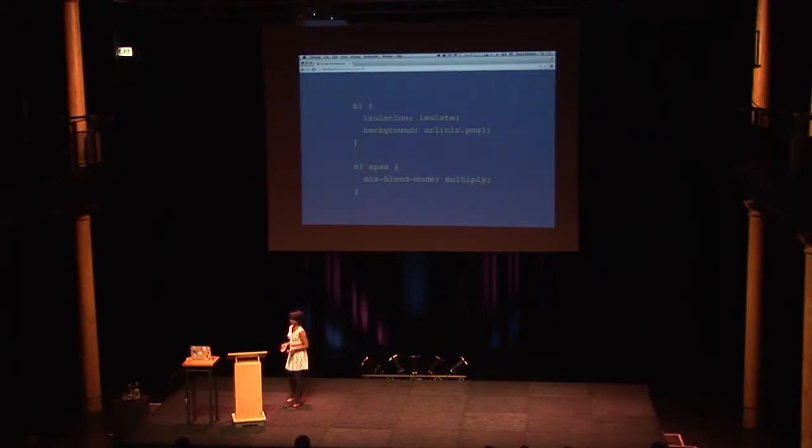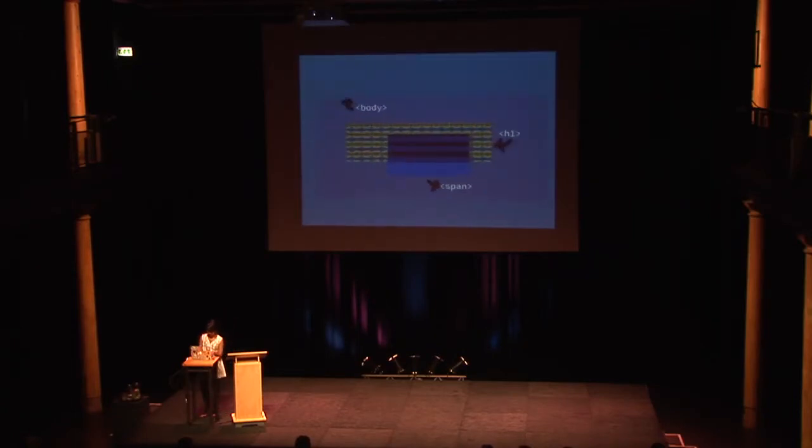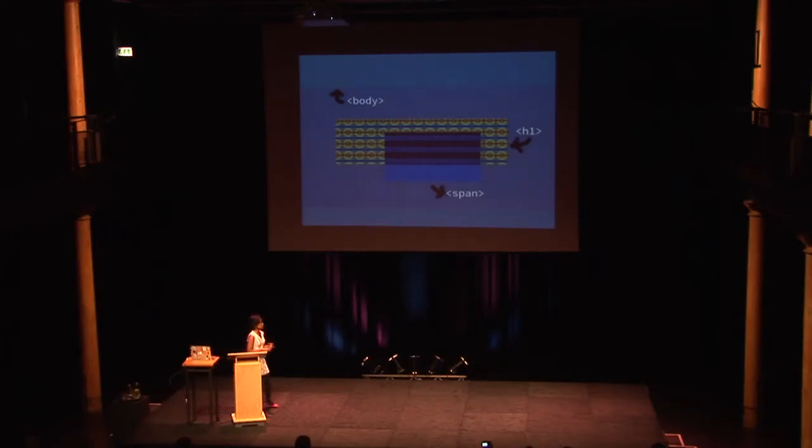So here is an example. I have an H1, which has isolation set to isolate, and I have a background on it. And then I have an H1 span, and I'll have the mix blend mode on that span element, with a blend mode that's multiply. Because there is no implementation yet for this property, I'm just going to show you an image of how that would appear. So here is the body and the H1, and then the span has a blue color. So the span is just a blue element.